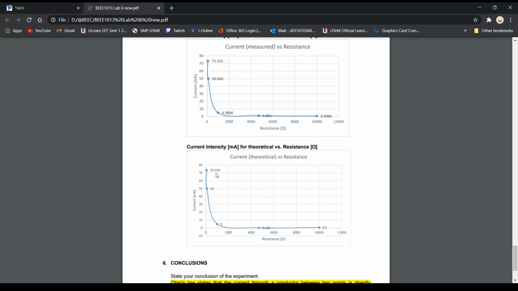Okay, the second graph is for current intensity for theoretical. The highest value is 73.529, and then it goes to 50, 5, 0.106 and finally 0.5. So the relationship here is, as the resistance increases, the value of the current will decrease at the same time.